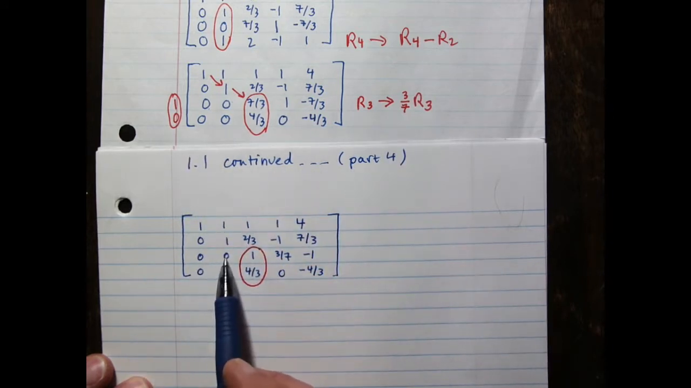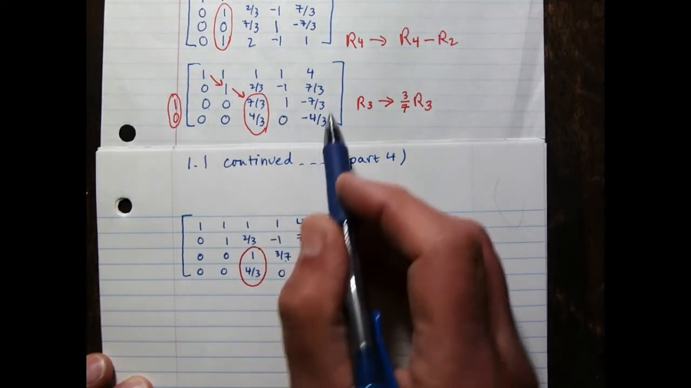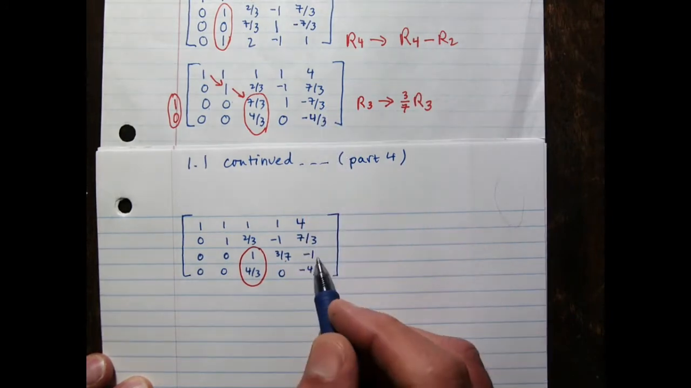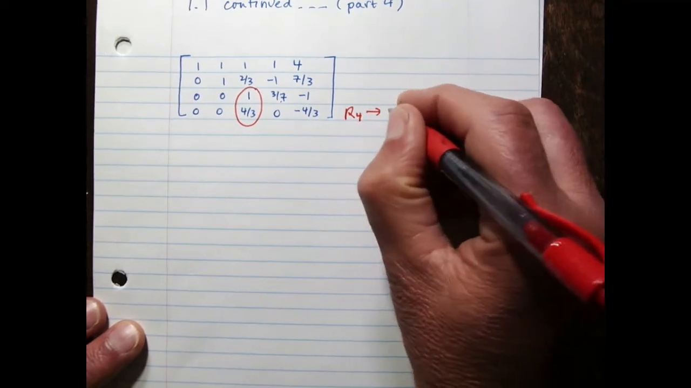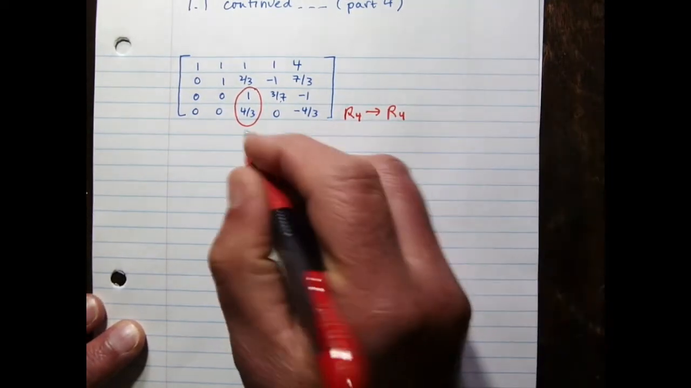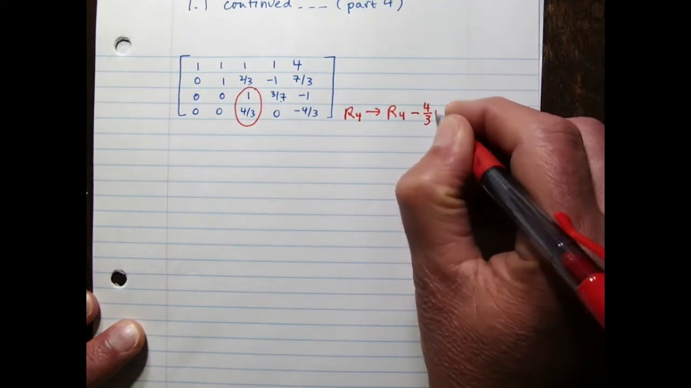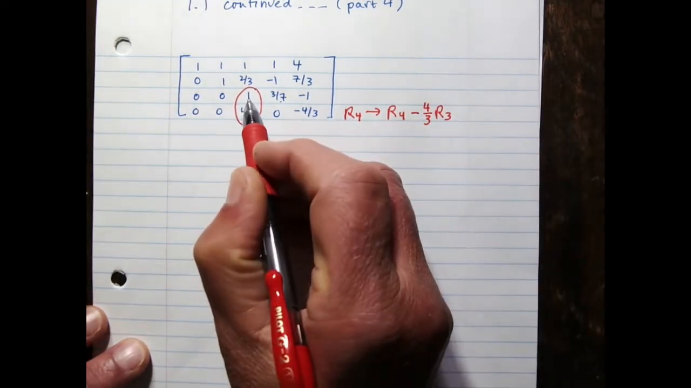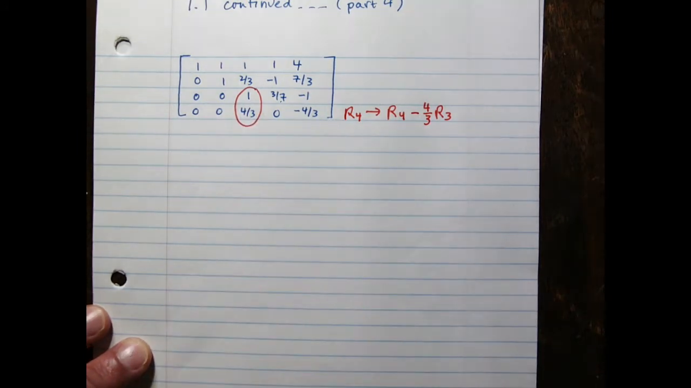So the zeros stayed the same in the first two positions. The next position becomes 1. Then we get a 3/7. Then 3/7 times -7/3 is -1. So now we want to get a 0 below that 1. So we are going to work on row 4 and replace row 4 with row 4 minus 4/3 times row 3. So if we multiply the 1 by -4/3, add it to the 4/3 below, we'll get a 0 below.